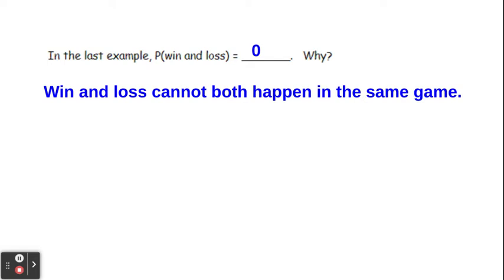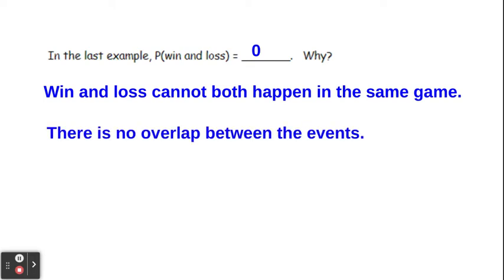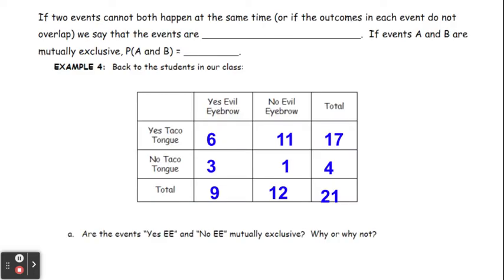And oftentimes we have events where both things cannot happen at the same time. And like I mentioned earlier in the video, that's what we know is called events that are mutually exclusive. Okay? In other words, there is no overlap between the events. So we'll define that now in your notes. If 2 events cannot both happen at the same time, or if the outcomes in each event do not overlap, we say that the events are mutually exclusive. And if 2 events, A and B, are mutually exclusive, then the probability of A and B, in other words, that they both occur at the same time, is equal to 0.